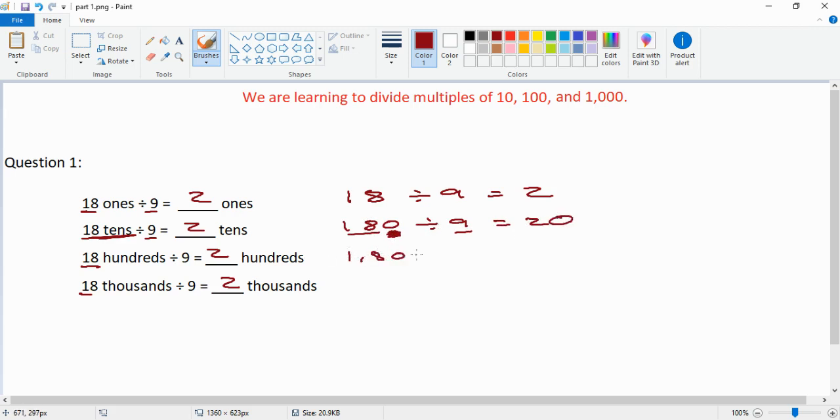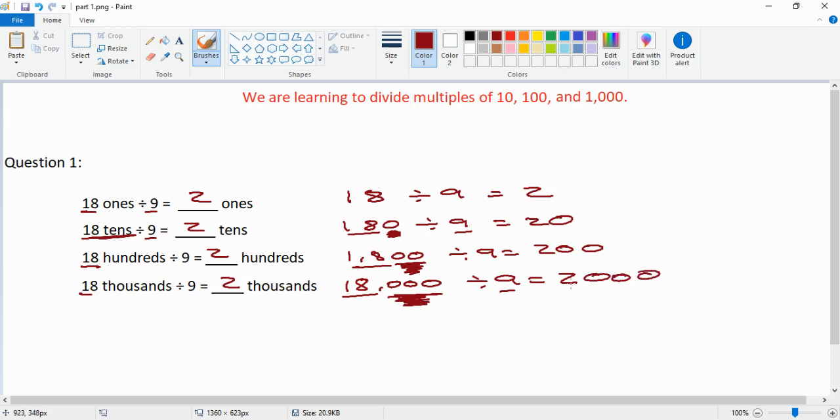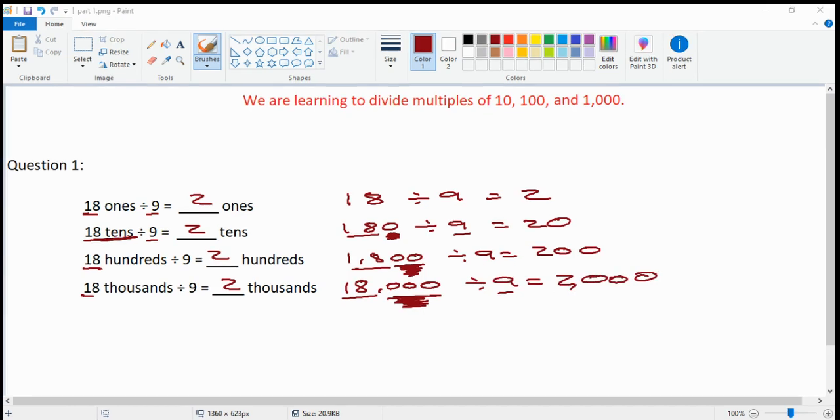1800 divided by 9. Well, 18 divided by 9 is 2. There's the 2 zeros we left out. We add those back in. 18,000 divided by 9. Well, 18 divided by 9 again is still 2. There's the 3 zeros we left out. Add those back in. So hopefully now you're starting to see somewhat clearer.